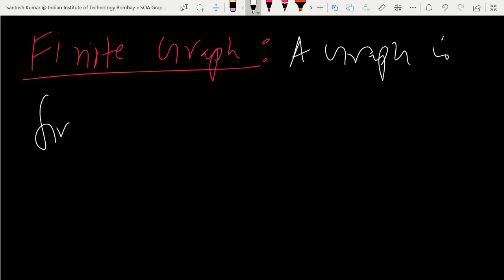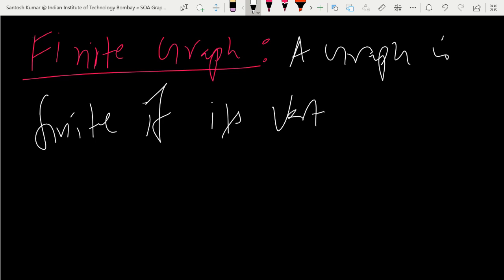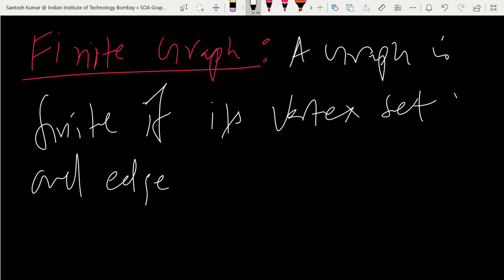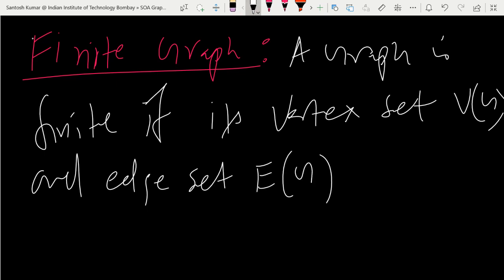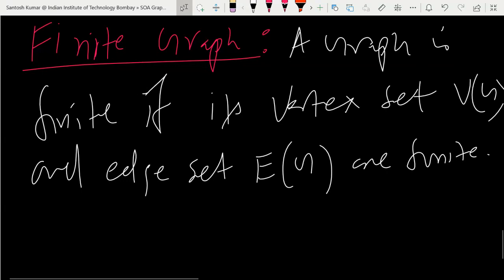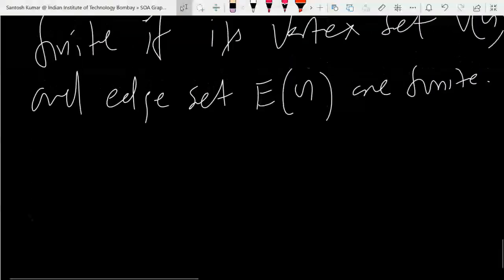A graph is finite if its vertex set V of G and edge set E of G are finite sets. So if the vertex set and edge set are both finite, or the number of vertices and number of edges are finite, then we call it a finite graph. So in the whole course we'll consider only finite graphs. We'll not consider any infinite graph.